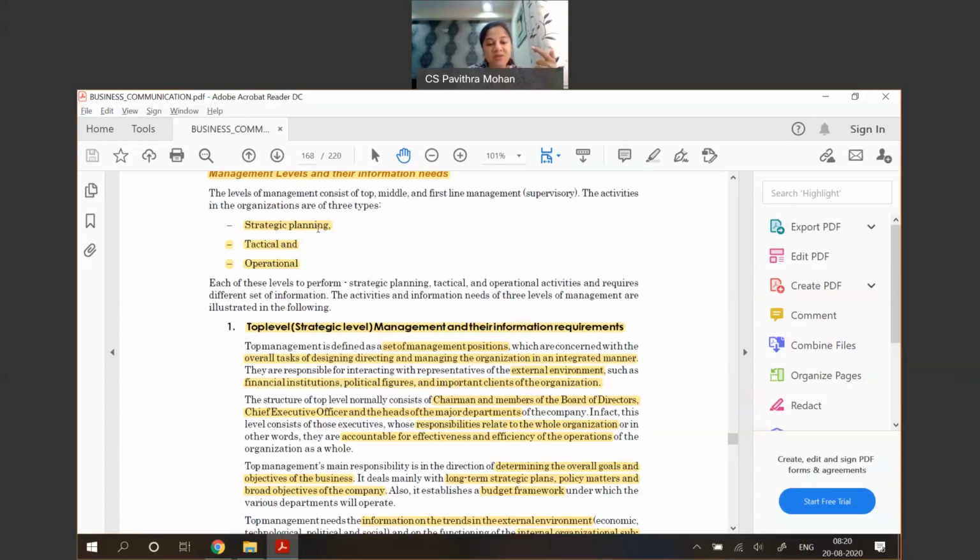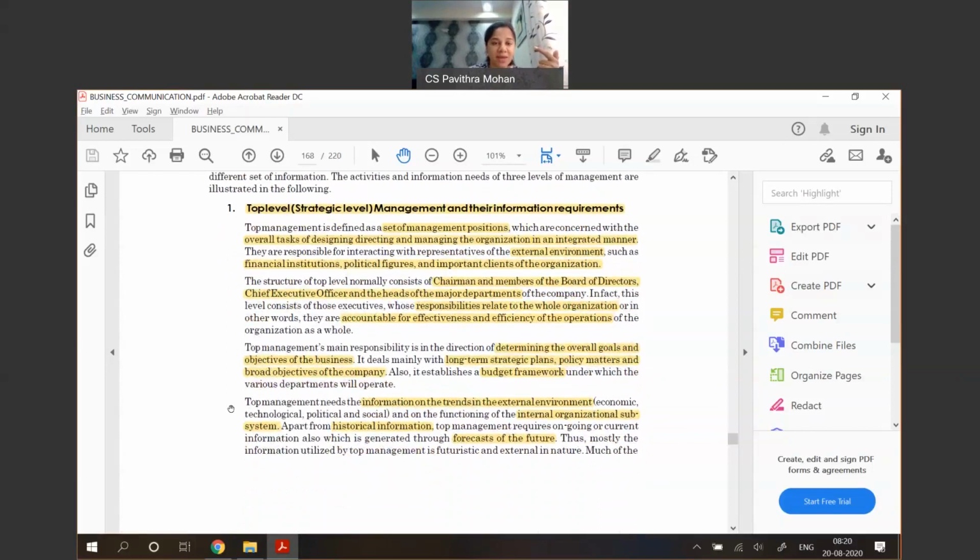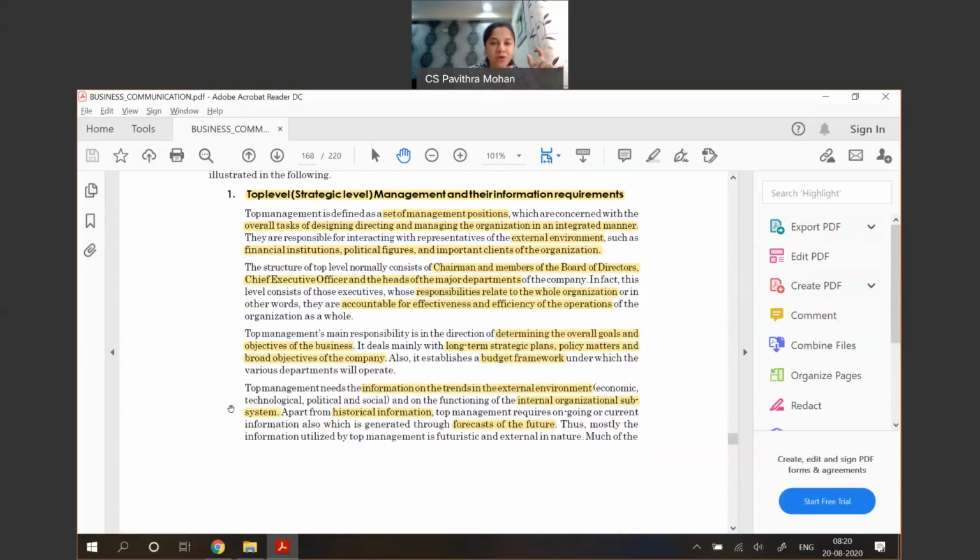Whatever analysis the top level people are doing, they require information. That is top level strategic planning management and their information requirement. The decisions they take will be long term, not for one or two months or within a year. For example, what my budget will be for next year, or what it will be five years down the line. We have to understand all these things and based on this take a decision.